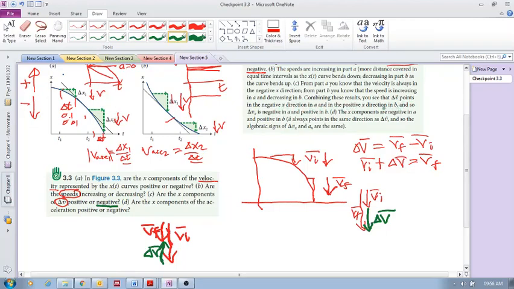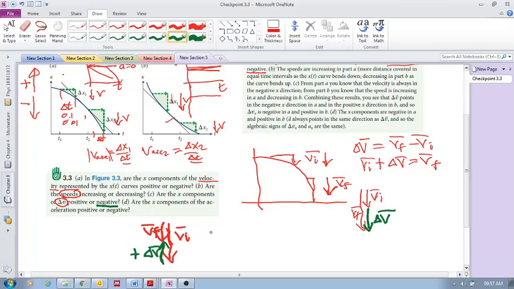Does that make sense? I start off with a large velocity pointing in the negative direction. I end up with a smaller velocity pointing in the same direction. But my delta v, in order to move from this vector to that vector, I need a delta v that's pointing in the opposite direction, which is plus.